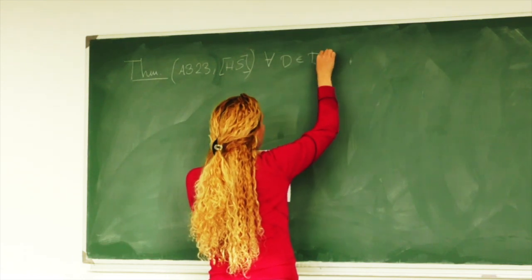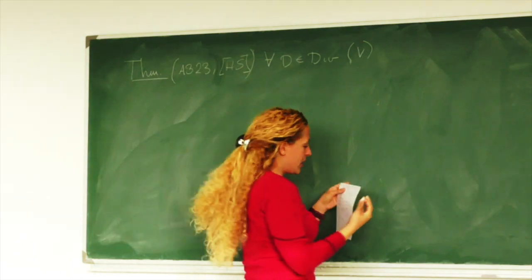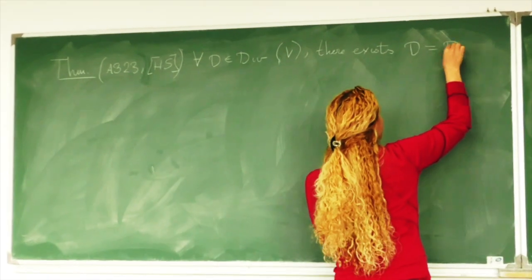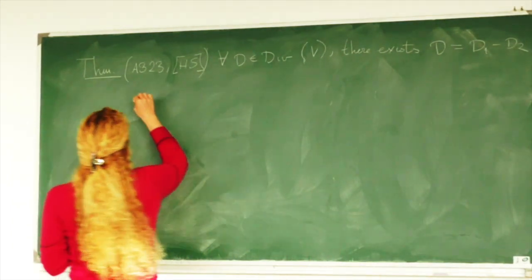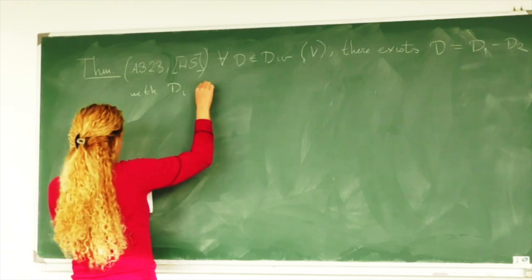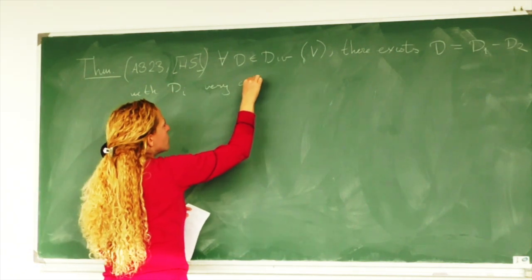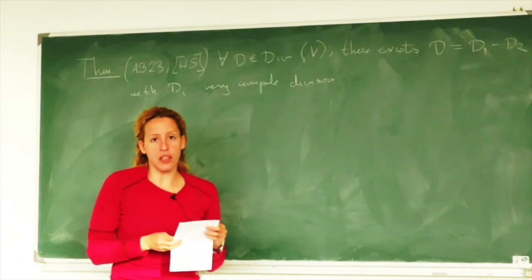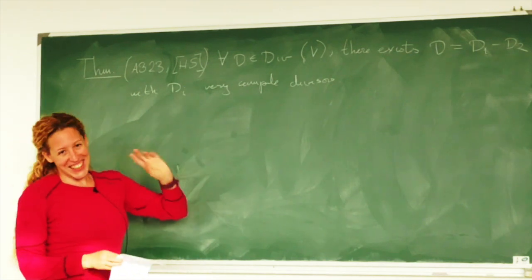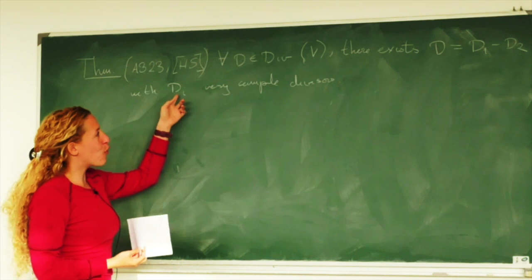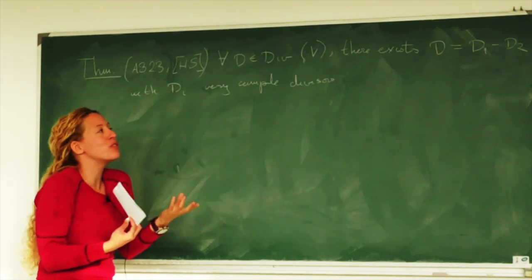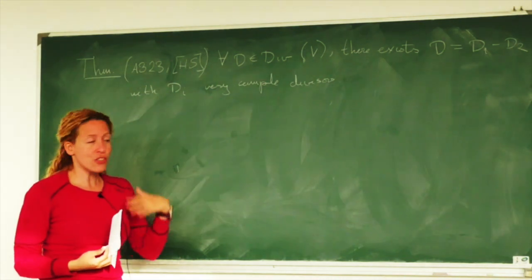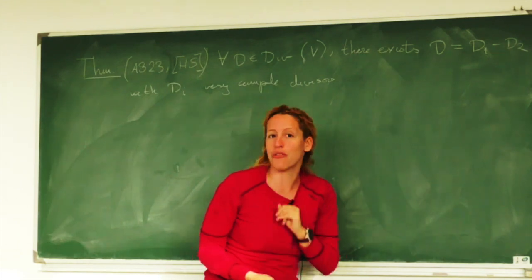So, the theorem is as follows. It says that for every divisor that we take on our variety, there exists a decomposition of our divisor as D1 minus D2 with both of them very ample divisors. So not only ample, but very ample. This result is going to be useful in lectures 4 and 5 because the idea is that we're going to be able to define nice heights for ample divisors, and we are going to want to extend those definitions to general divisors. Because we are going to have additive properties like the one that we saw in lecture 2, this kind of decomposition is going to be useful to define those heights.